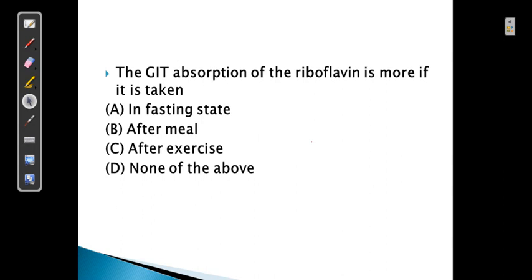The GI tract absorption of riboflavin is more if it is taken in option A, fasting state, option B, after a meal, option C, after exercise, option D, none of the above. Now we know that after a meal the splanchnic blood flow is increased, so the answer is after a meal. The increased blood flow will increase the bioavailability of the drug by increasing the absorption. So drugs like riboflavin are taken after a meal.